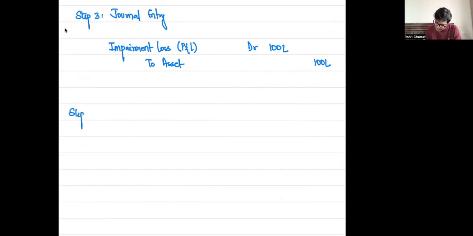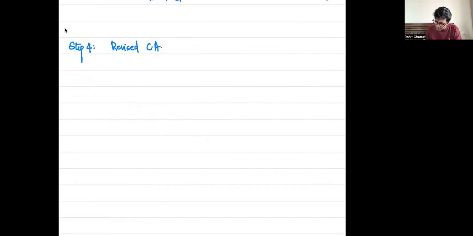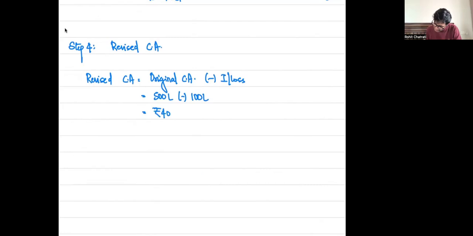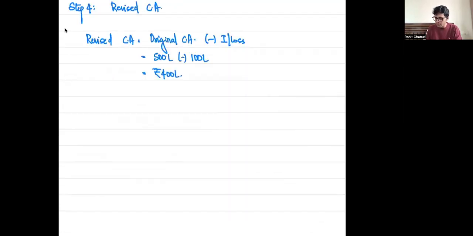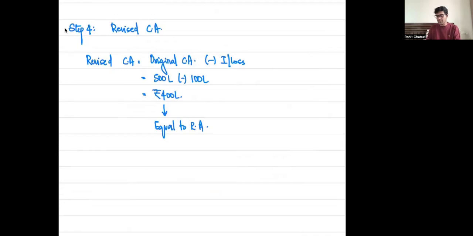And although the question did not ask, let us still calculate the revised carrying amount after impairment loss. All right, what is the revised carrying amount after impairment loss? It will be original carrying amount less impairment loss that is recognized, which is equal to 500 lakhs less 100 lakhs, which is equal to rupees 400 lakhs. So the revised carrying amount is going to be equal to 400 lakhs, which is again equal to recoverable amount itself. All right, it's equal to recoverable amount because we calculated the impairment loss in such a way that the revised carrying amount, or the carrying amount of the asset after impairment, should actually come down to 400 lakhs. All right, so that is the revised carrying amount.